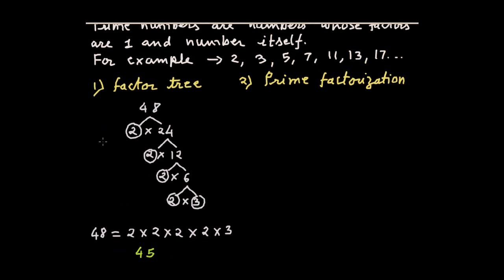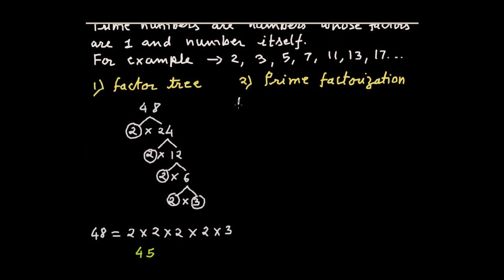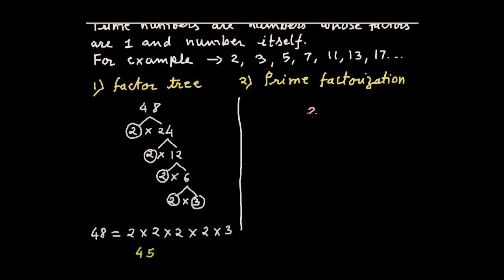Now we'll consider another method, that is prime factorization. Let me take another example, suppose 216. Now I'm making a ladder-like design. 216 is divisible by 2, so I'm dividing it by 2, so it will be 108.